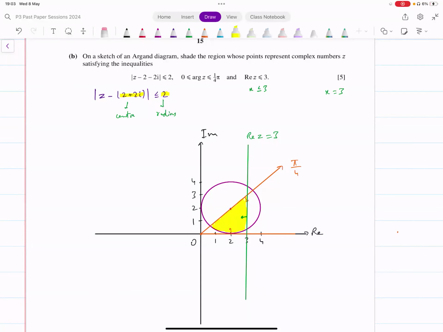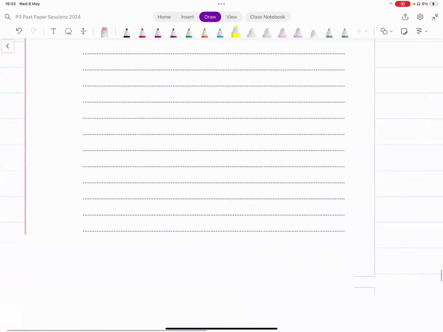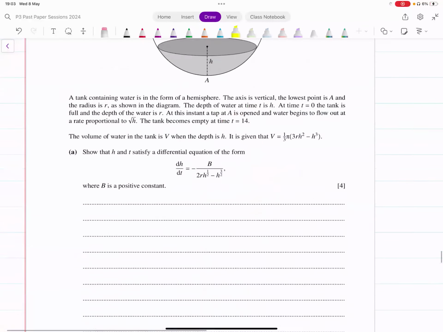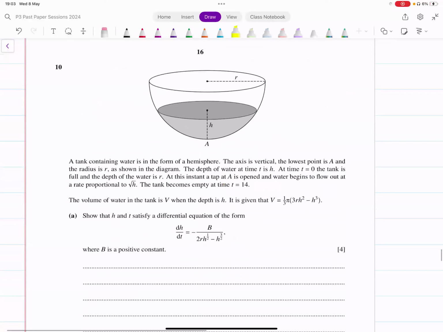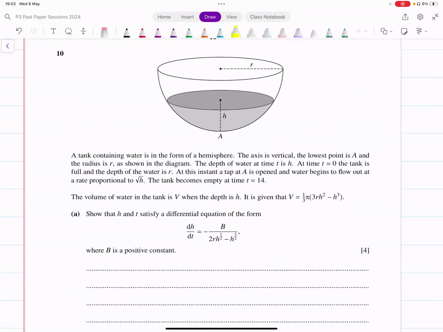Now let's move on to the last one from this paper. Okay, so the last question. Question number 10, right? That's what you guys are asking about. Let's do this one and then we end. Now, a tank containing water is in the form of a hemisphere. The axis is vertical. The lowest point is A. This is vertical, the axis of the hemisphere. The lowest point is A and the radius is R.